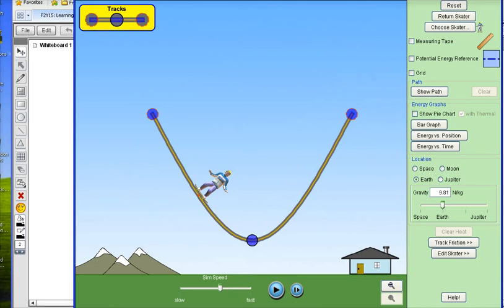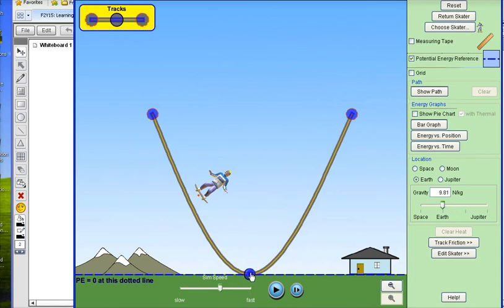Here's what I'm going to do. Basically what we've got here is a skater, this guy, and he can go up and down this ramp. Now a couple of things here: something called the potential energy reference. I'm going to click that, and that brings up this dotted line. That's where the potential energy is measured from. I'm going to drag this right to the bottom. When the skater is at the bottom of this U, he's on the ground pretty much, so his potential energy is 0.